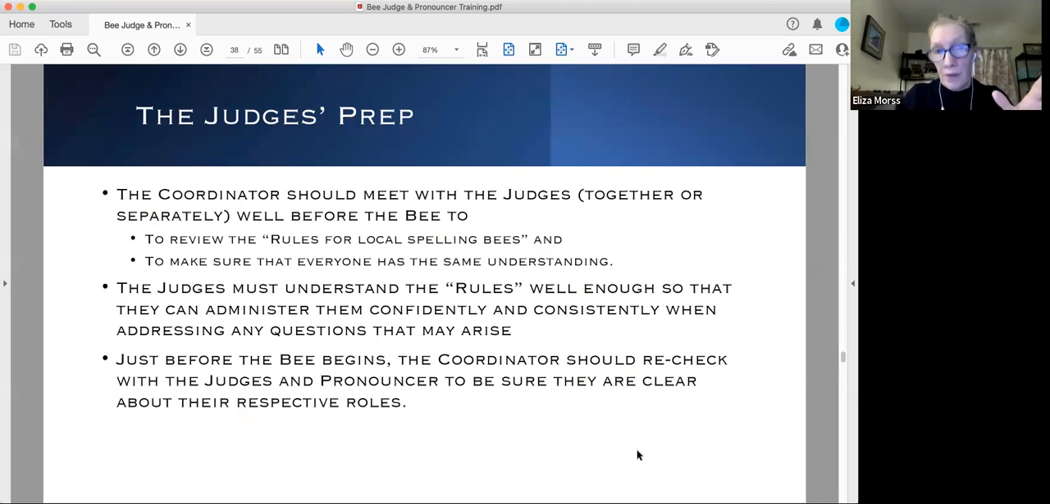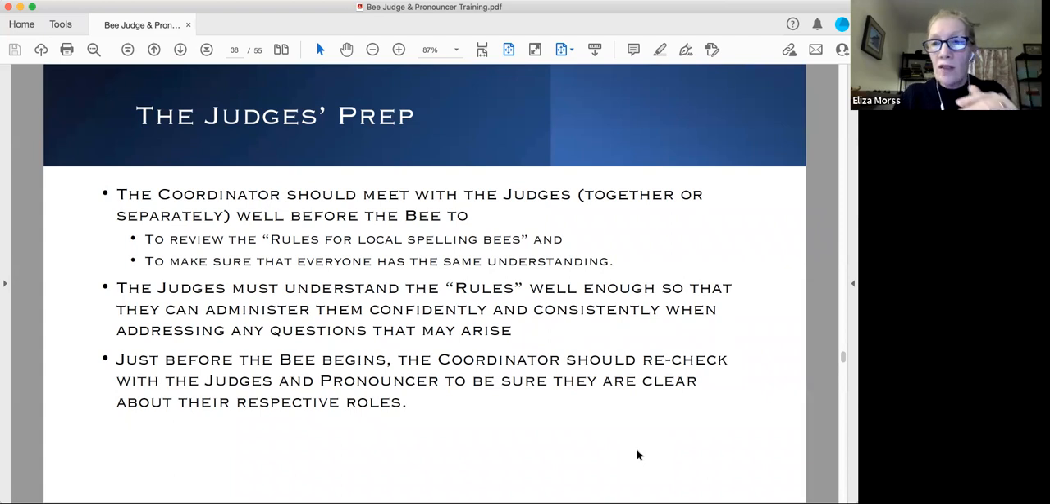So the judges prep. The coordinator should meet with the judges together or separately well before the bee. So not on bee day, before that, to review the rules for local spelling bees and to make sure that everyone has the same understanding. And the judges obviously need to understand the rules well enough so that they can administer them confidently and consistently when addressing any questions, hopefully none, during the bee that might arise.